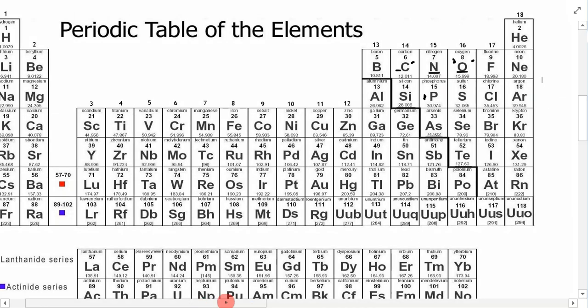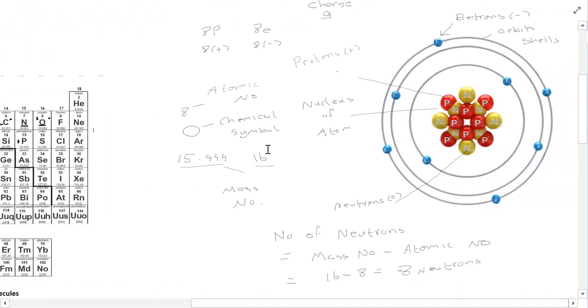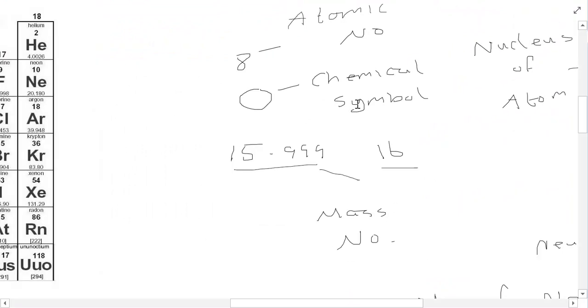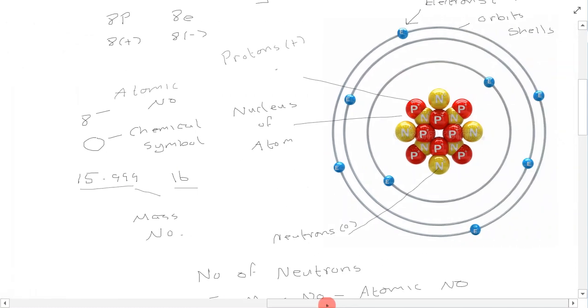So what does that actually mean? We are looking here at oxygen. Oxygen's atomic number is 8. That means that if you were to take an atom of oxygen and look at it, it would look something like this. The atomic number represents the number of protons within the nucleus, and we see that it has 8 protons. The protons are positively charged. They carry a charge of +1, so you have 8 positive charges inside the nucleus.